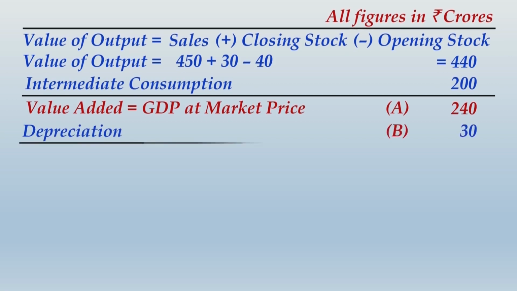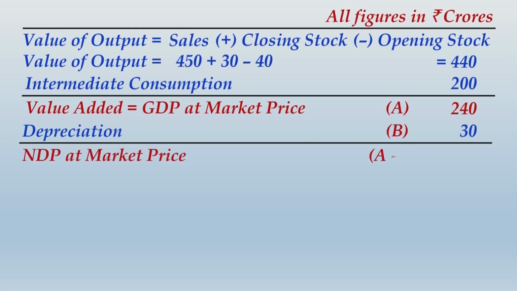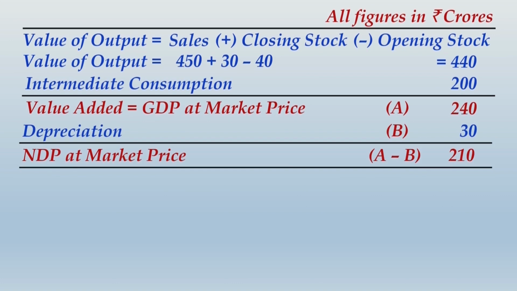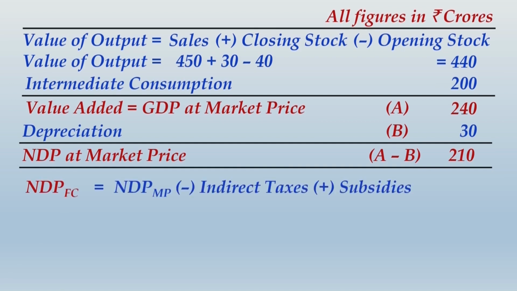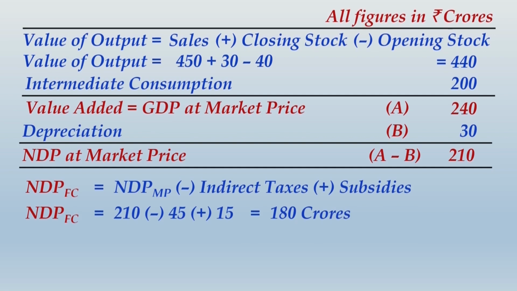From that, when we subtract depreciation, we get NDP at market price, that will be 210. Of course we are talking about rupees in crores. NDP at factor cost will be NDP at market price minus indirect tax plus subsidies. So when you do that adjustment, what you get is 180 crores as NDP at factor cost. So please make sure that you write up the whole solution systematically, and then we proceed ahead.